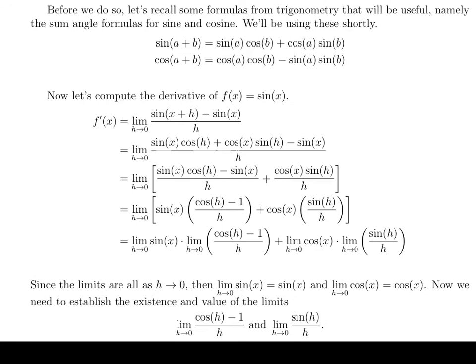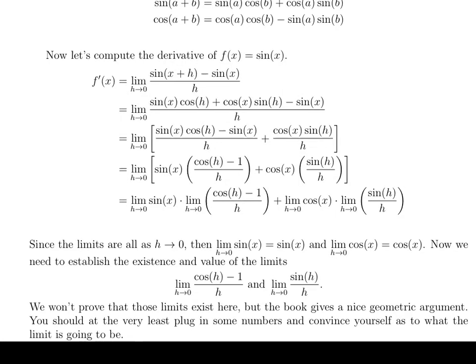Okay, so we need to figure out what's going on with the limit as h goes to 0 of cosine h minus 1 all over h, and the limit as h goes to 0 of sine h over h. Now I'm not actually going to show you the proof here that these limits exist, but the book has a nice geometric argument. So for one of them, the book will use a trigonometric argument, the other one uses the squeeze theorem. What you should at least do to convince yourself that it's reasonable to think that these limits exist is to just plug in some small values of h and see what you get.